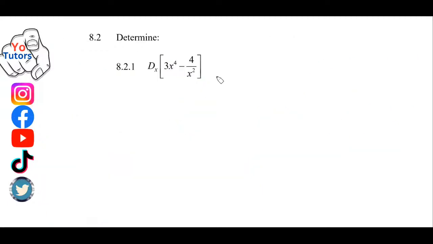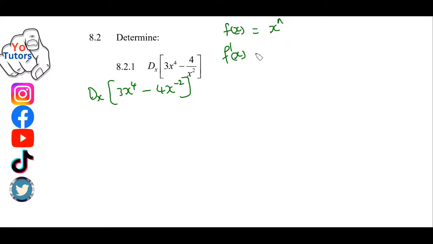Let's go on to the next question. Now the next question here, before we continue, we need to change this, like what we said. So it means that here we're going to have our dx. What we have here is going to be 3x to the power 4 minus 4x to the power negative 2. And here, remember what we are using? We are using this principle here, that if we've got f of x equals x to the power of n, the derivative of f of x is going to be equal to n x to the power n minus 1.